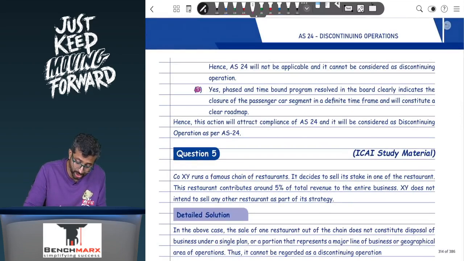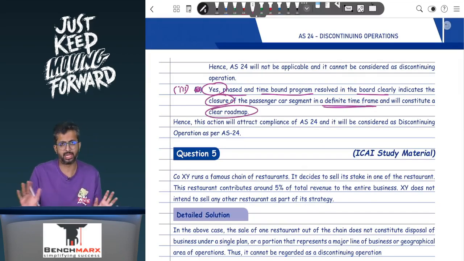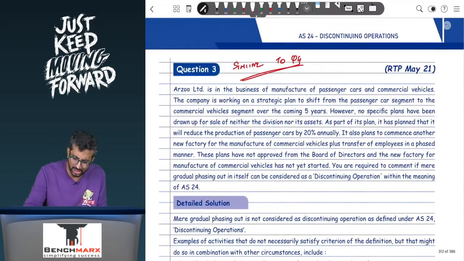And point 3 over here, yes, now it can be. Yes, a phased and a time bound program resolved by the board clearly indicating the closure in a definitive time frame will constitute a clear roadmap, and hence it can be a discontinued operation. So this is an important problem. If I go to question number 3, it is exactly similar to 4 part 1. So quickly glancing through that, Arzu is in the business of passenger cars and vehicles.